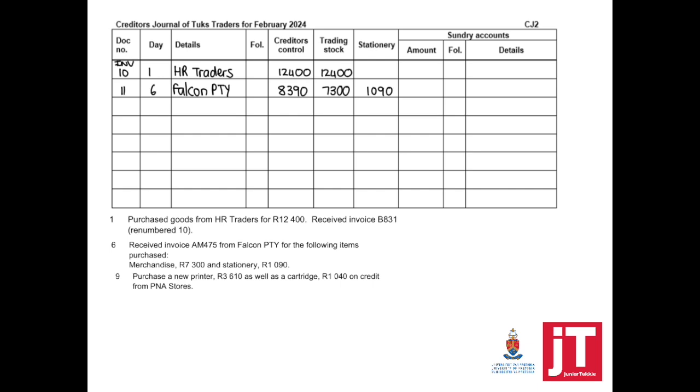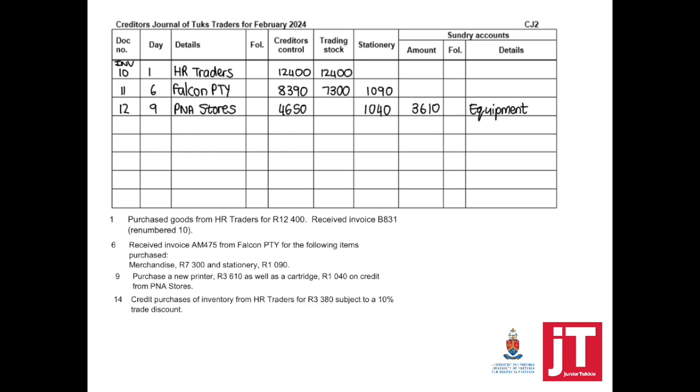So this is a little bit more challenging. Why? Because you need to identify a new printer would be regarded as what in a business? This is regarded as equipment. And that ink that we use, this is what a cartridge is, will form part of my stationery. So we start with invoice number 12. On day 9, we purchase from P&A Stores stationery and equipment. There's no money column open for equipment. That's why it goes under sundry accounts. And in total, we owe 4,650.